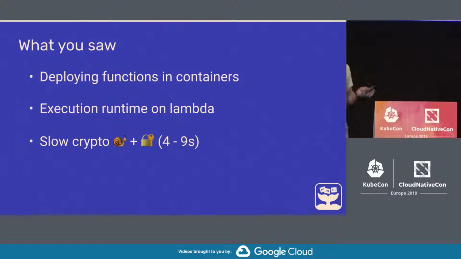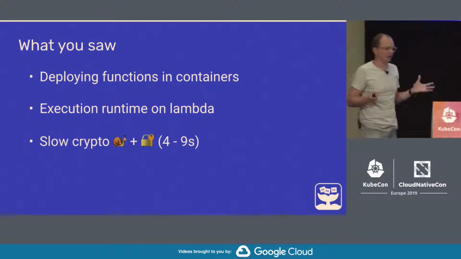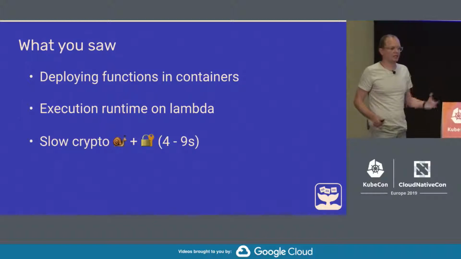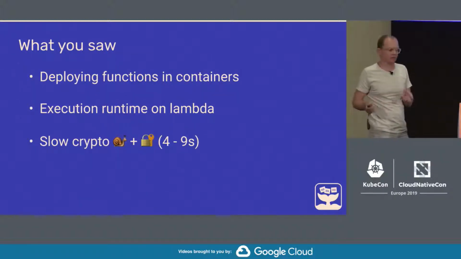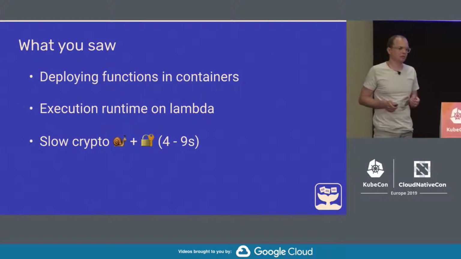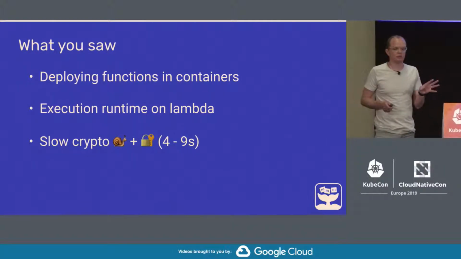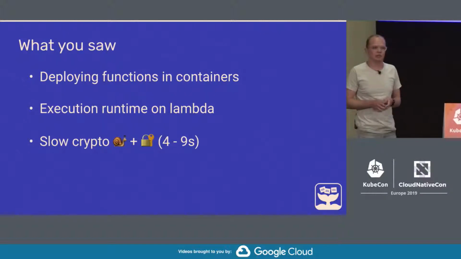So what we've seen here, I hope you can appreciate, is that we're deploying containers, but we're translating them to the appropriate runtime, repackaging them in the Amazon format. And the cryptography performance wasn't great, but we wouldn't expect that. That's not what Lambda's for.